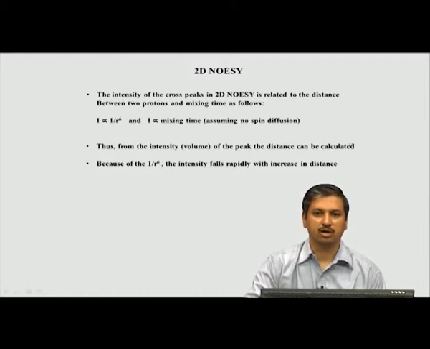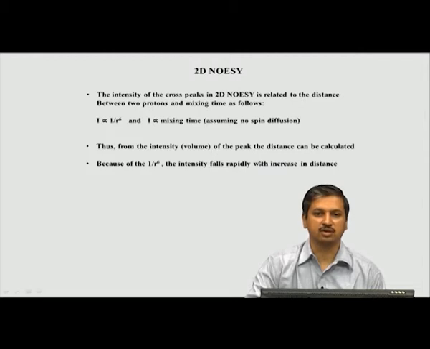I would stress that we actually do not calculate like this; we use the word estimated. Based on the intensity of the peak, the distances can be estimated. Because of this 1 by r to the power 6, the intensity falls rapidly with an increase in distance. Therefore, we use a cutoff of 5 to 6 angstroms.